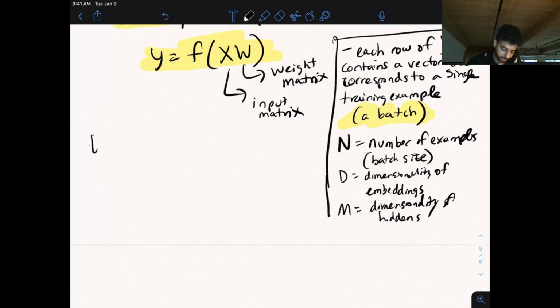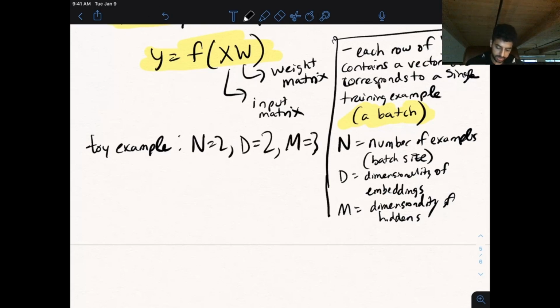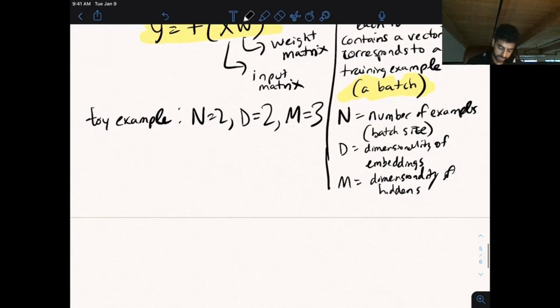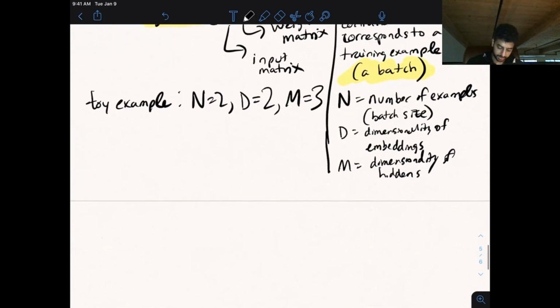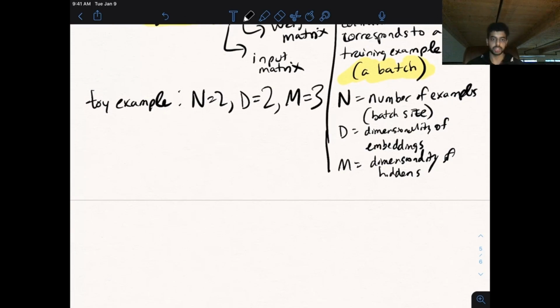So let's say we have a toy example where N is 2, D is also 2, and M is 3. This example is inspired by one of Justin Johnson's notes. He's a professor in computer vision at Michigan. But I think this is a great example to demonstrate some of the tricks that are incorporated into backpropagation when you go from scalars to matrices.